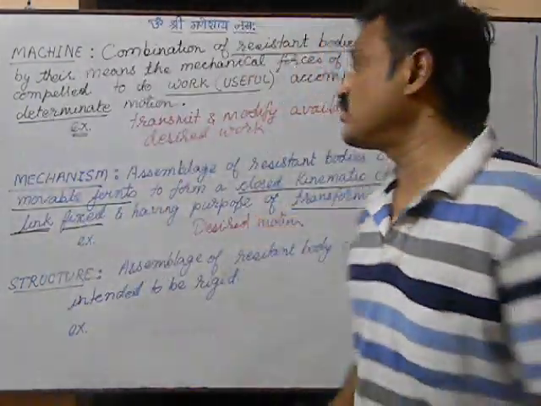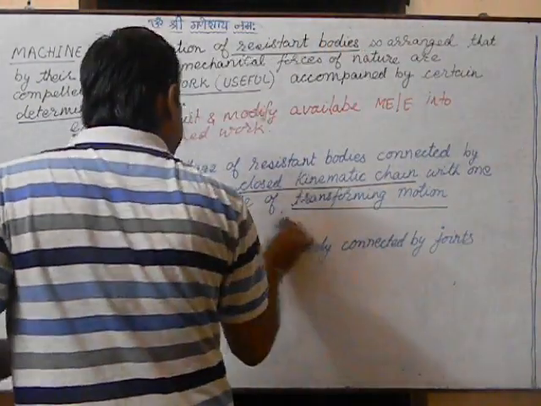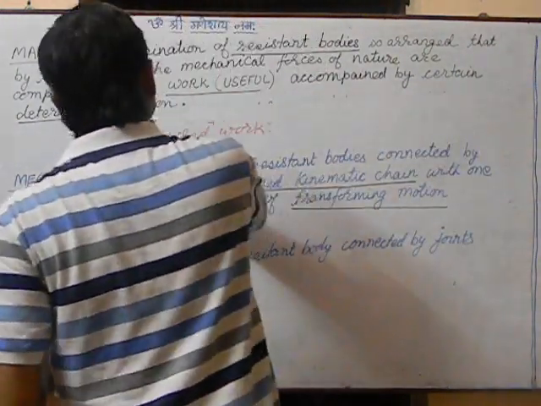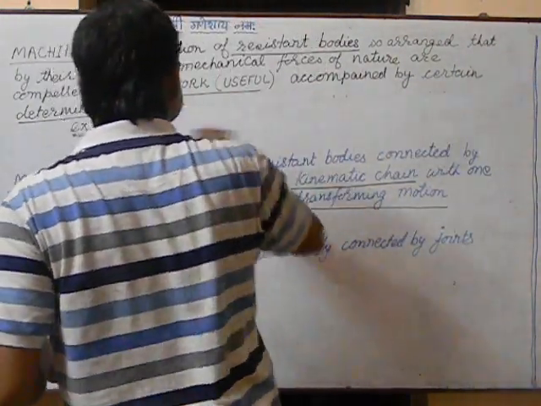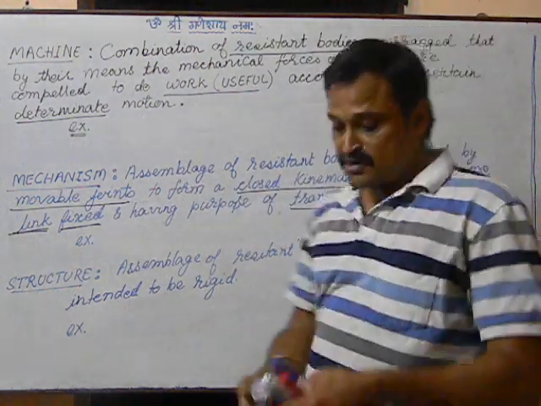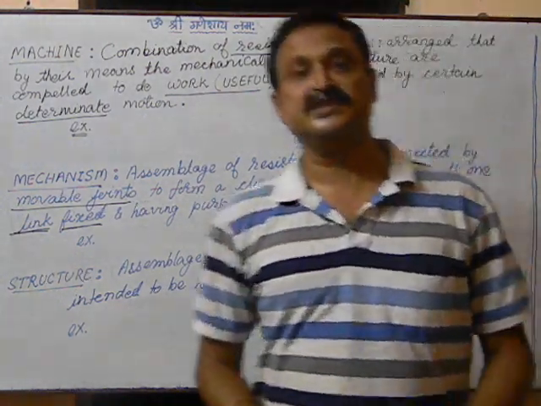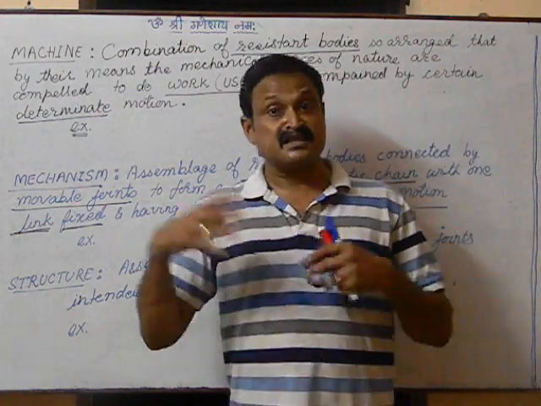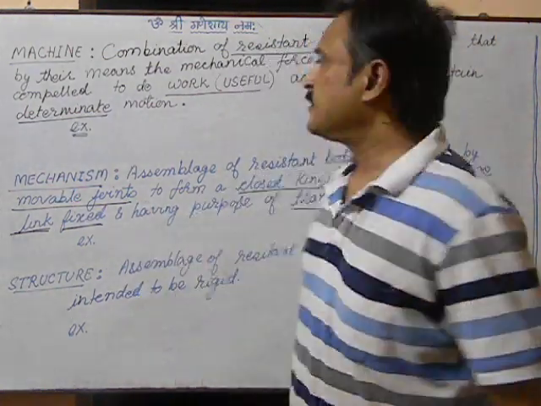Now this will be more clear when we take up certain examples. In day-to-day life there are so many equipments which we are using, fine. So we can categorize them into machine or mechanism by just studying the output of that component.